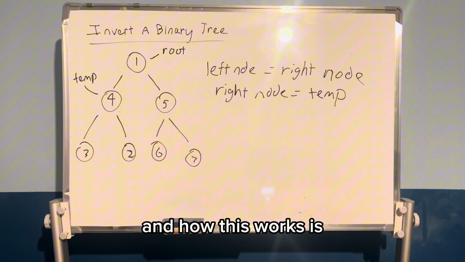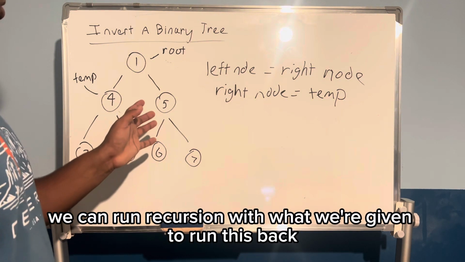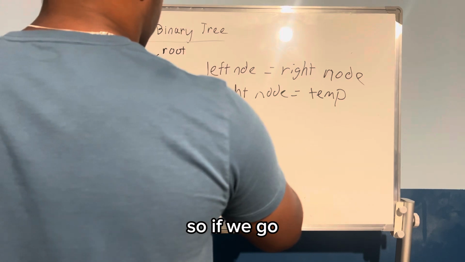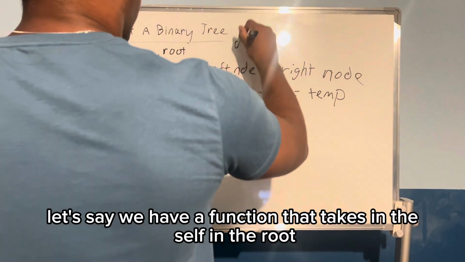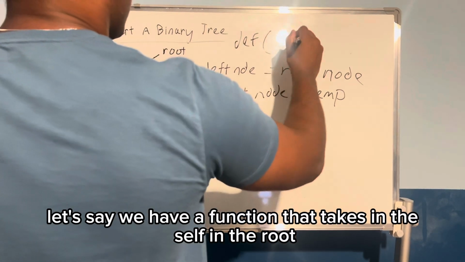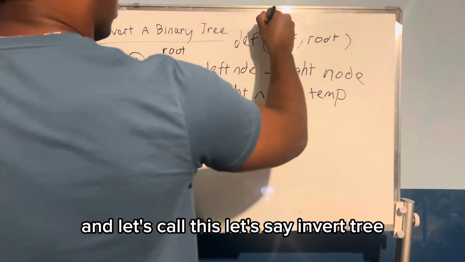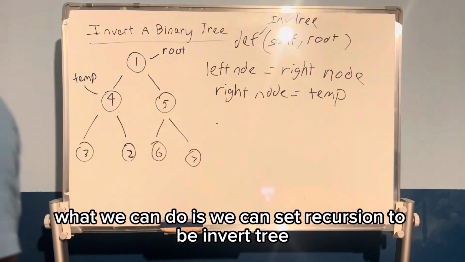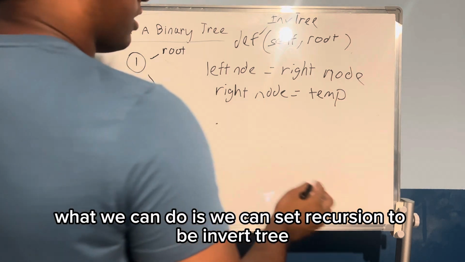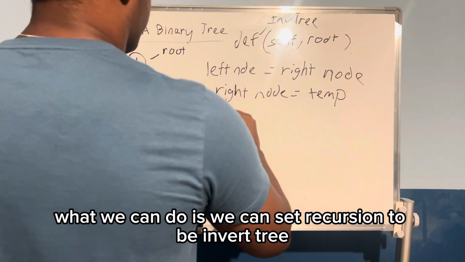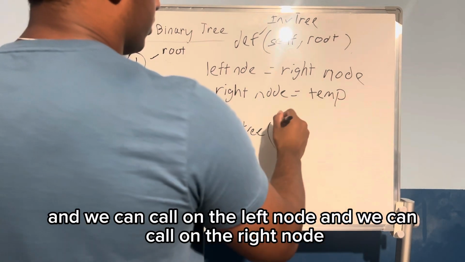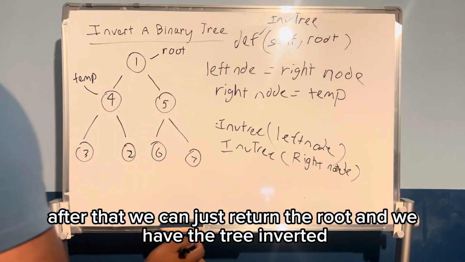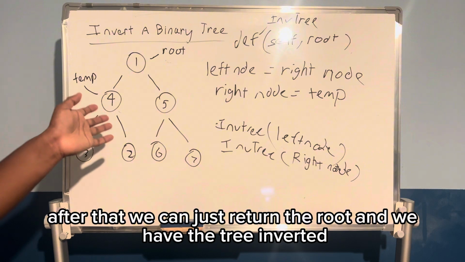And how this works is we can run recursion with what we're given. Let's say we have a function that takes in self and the root, and let's call this invert tree. What we can do is set recursion to be invert tree, and we can call in the left node, and we can call in the right node. After that, we can just return the root, and we have the tree inverted.